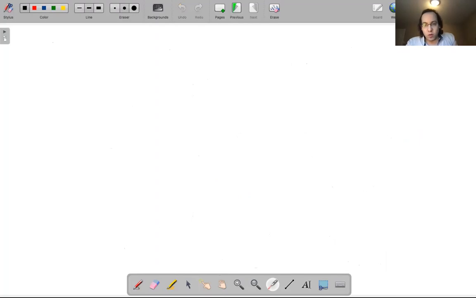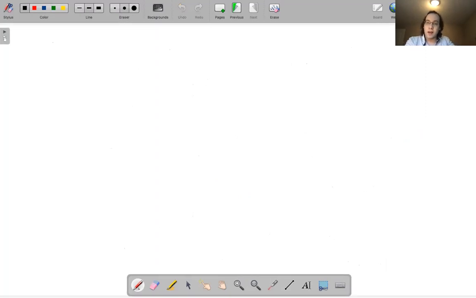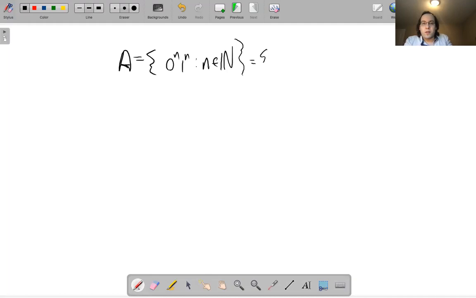We can use the pumping lemma to show languages are not regular. The way we do this is by saying the language does not satisfy the pumping lemma, and therefore it cannot be regular, because every regular language does satisfy the pumping lemma. So for example, let's suppose that our language A is the set of all strings of the form 0^n 1^n, such that n is a natural number. It has the empty string, and then 01, 0011, 000111, and so on.